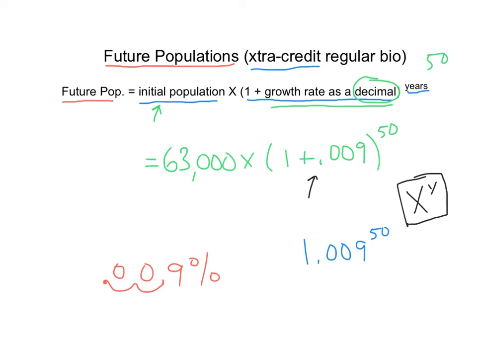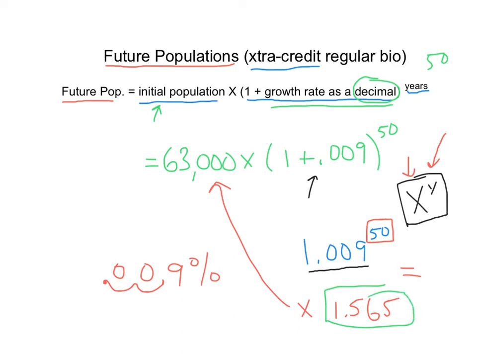So what you do is, first, in your calculator, type in 1.009. Type that in first. Then hit the X to the Y button. And since we're going 50 years in the future, after you hit the X to the Y button, type in 50 and then hit equals. And you will get 1.565. But remember, we still have to multiply that times the original population. When you multiply 1.565 times the starting population of 63,000, in 50 years the population of Tulare will be 98,604 people.